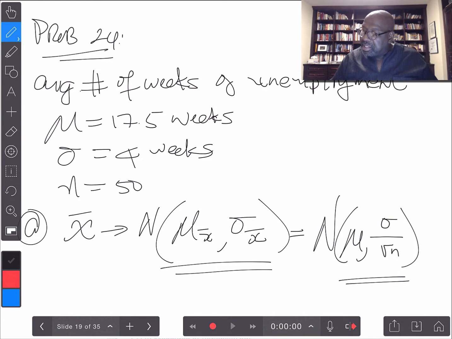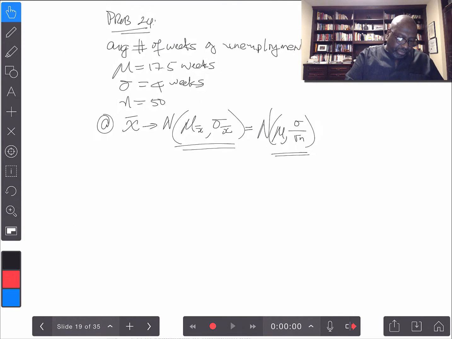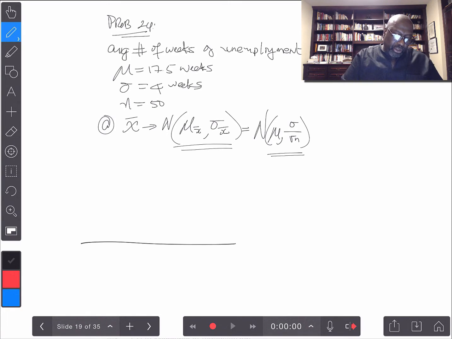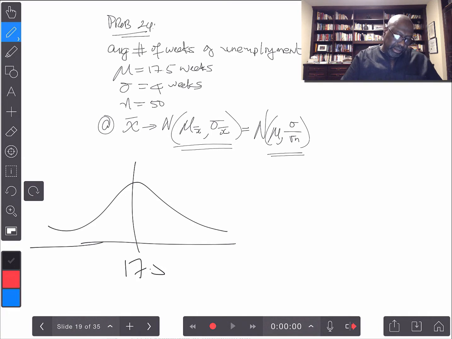What is the probability that a simple random sample of 50 unemployed individuals will provide a sample mean within 1 week of the population mean? If I draw the diagram, it helps, because if you don't draw it, sometimes you cannot see what you're looking for. So the mean is 17.5 weeks and the standard deviation is 4. So mu is 17.5 and sigma is 4.